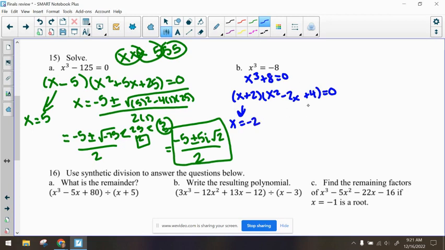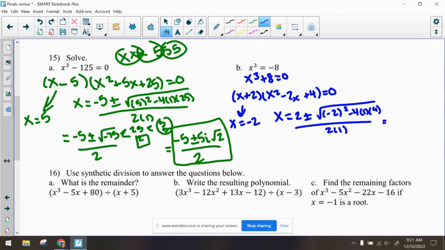This one, again, I have to do quadratic formula on. So x equals opposite b plus or minus square root of b squared, making sure to put that in parentheses, minus 4ac all over 2a.